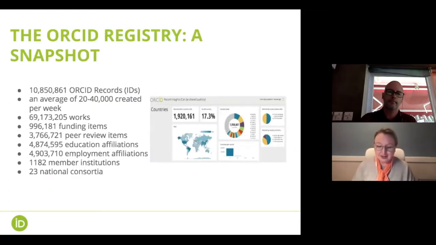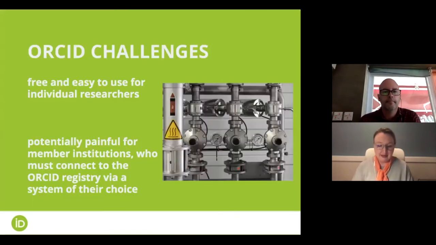So here's an overview of ORCID and our metrics as of March 2021. We have issued just under 11 million ORCID IDs and we have almost 1,200 members and 23 consortia around the world. So although we make ORCID easy and free for researchers, ORCID can be a challenge for member organizations connecting their local systems to ORCID's member API.